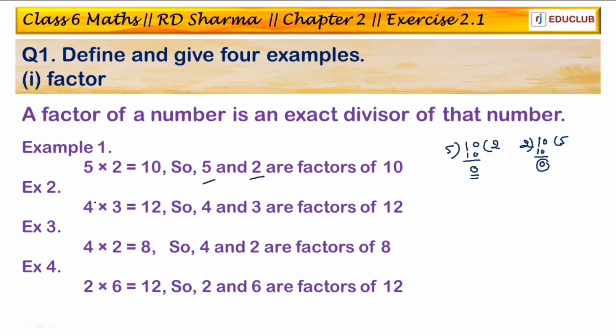Now next example, 4 3s are 12. It means 4 and 3 are factors of 12. Similarly, 4 2s are 8, so 4 and 2 are factors of 8. 2 into 6 is 12, so 2 and 6 are factors of 12. Whenever we get a number by multiplying 2 or more numbers, then those numbers are factors of this number. Okay, so this is factor.